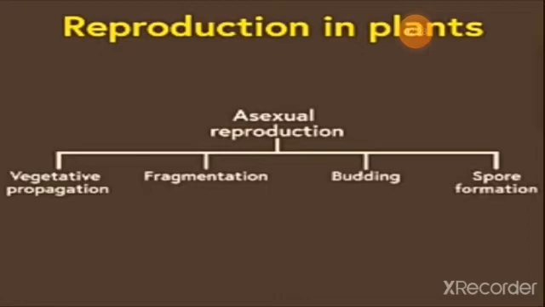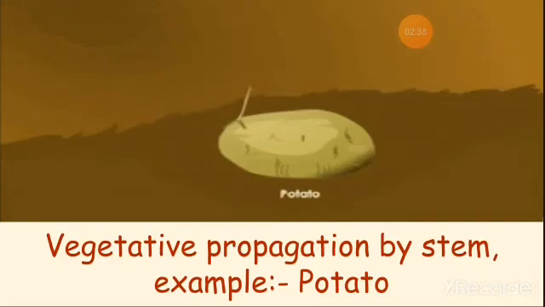So, we are going to learn about vegetative propagation. In vegetative propagation, different parts of the plants like stem, root, leaf and bud give rise to new plants under favorable conditions. The first one is vegetative propagation by stem. Underground stems that are modified for storage of food have buds. New plants are developed through these buds. Potato is the best example. The eyes or buds present on the tuber develop into a new plant.